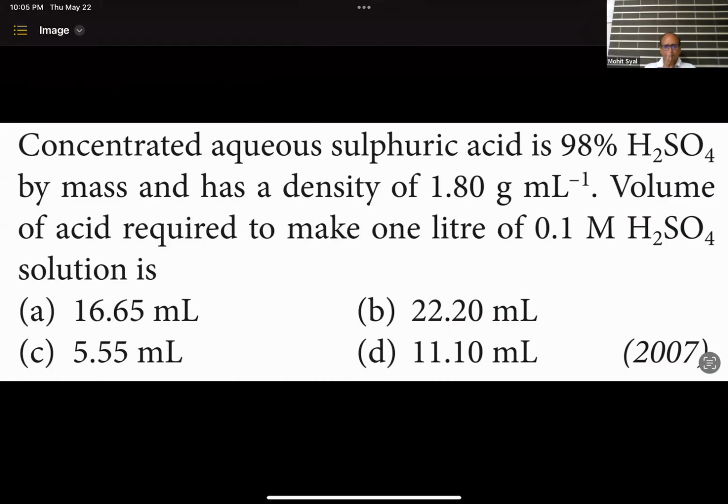98% H2SO4. 100 gram of the solution has 98 grams of H2SO4. 1 mole of H2SO4 in 100 grams. So it is 1 mole in 100 by 1.8. And then you are going to apply M1 V1 equal to M2 V2. So what should be the answer? Just tell me quickly. This is from NEET 2007 paper.